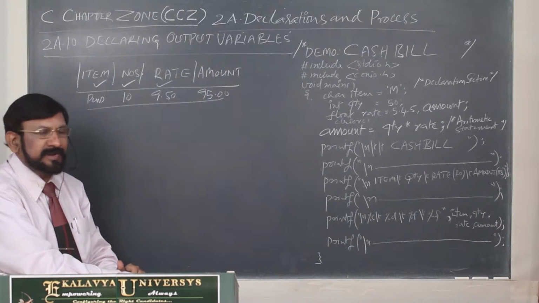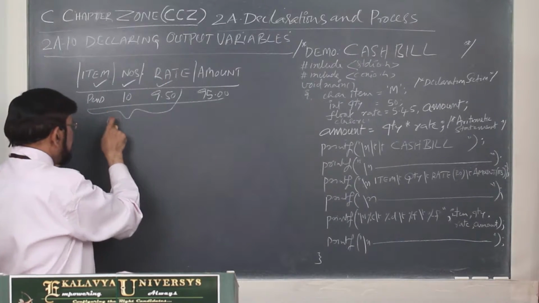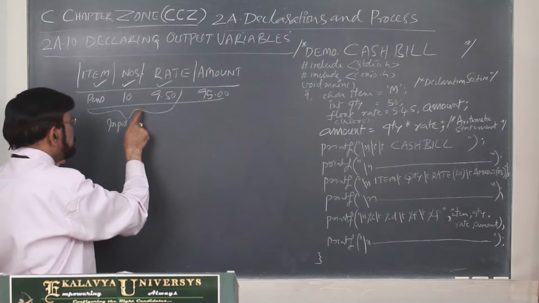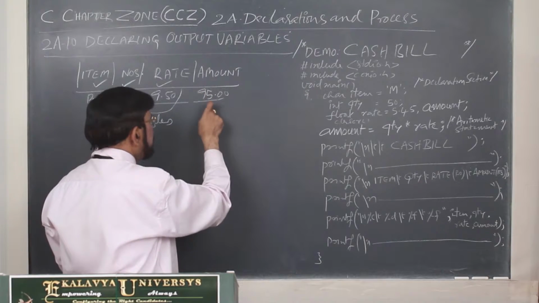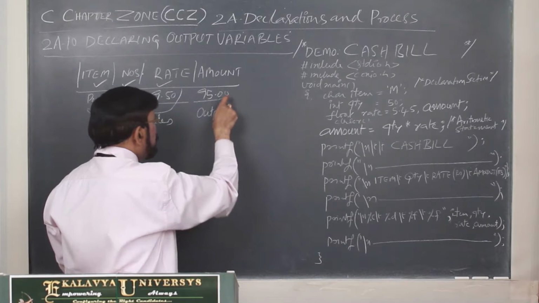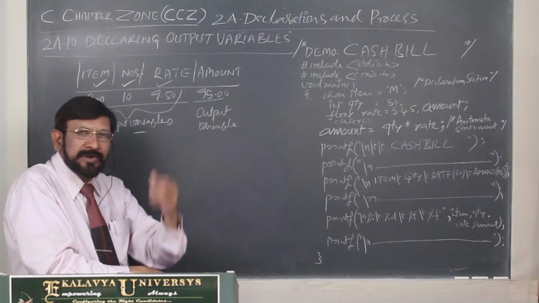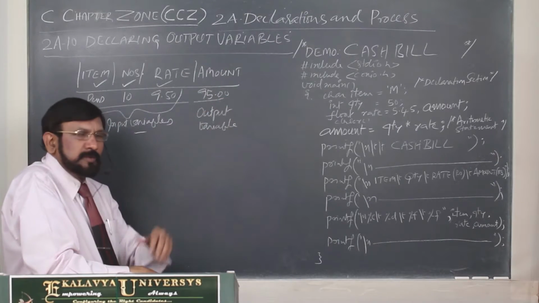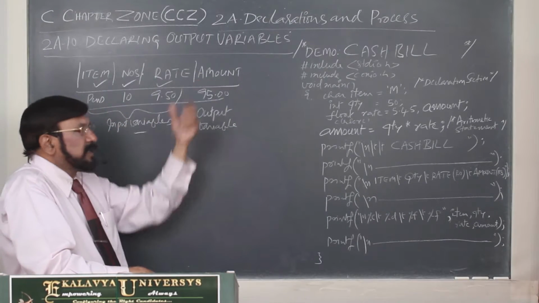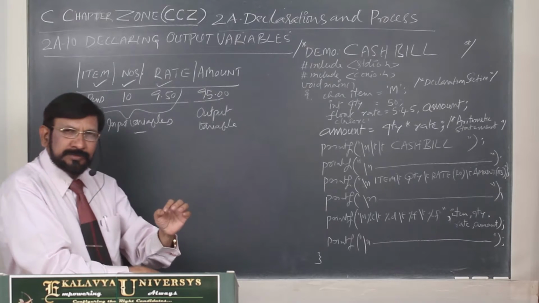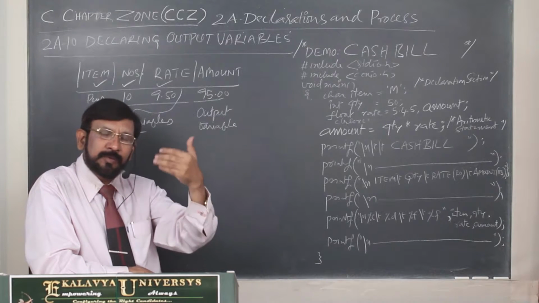Understand? So, for the sake of differentiation, let us call the three items input variables, and the last item can be called an output variable. All are variables only. What are variables? They are containers for storing data. All are variables, but depending on the nature, these are called input variables, and this is called an output variable. Input variables mean what we enter. Output variables mean what our program calculates.